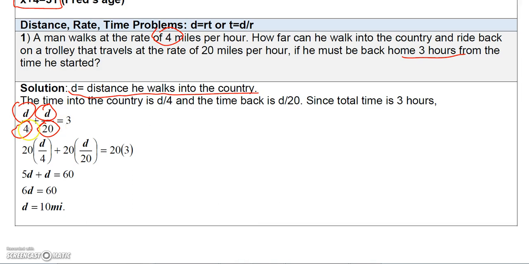Now, to solve this, get the lowest common denominator, which is 20, and just multiply each term by 20 to get rid of your fractions. If I multiply this by 20, I get 5d. If you multiply d over 20 by 20, you get d. And multiply 3 by 20, you get 60. And then if you add the d's together, you get 6d equals 60, and then divide by 6, and d equals 10 miles is the distance that he can travel. So 10 miles is the distance that we're looking for.